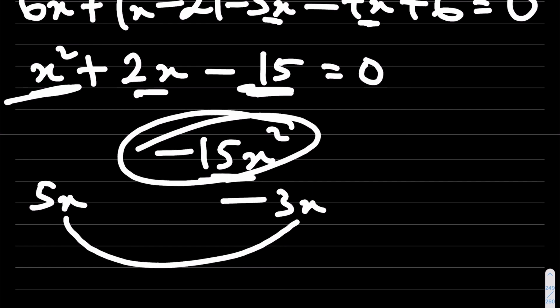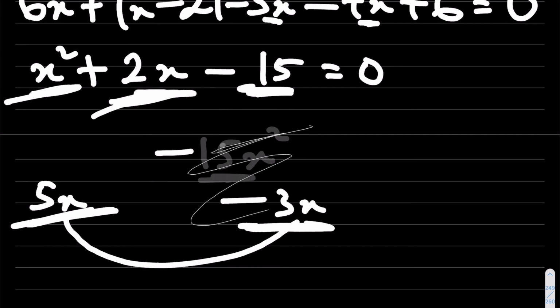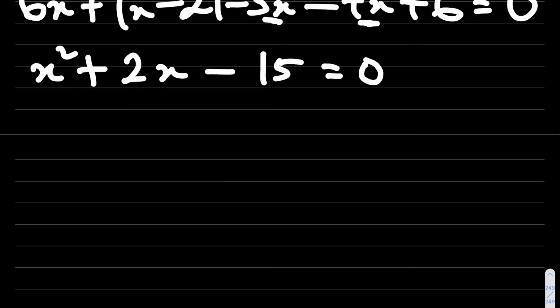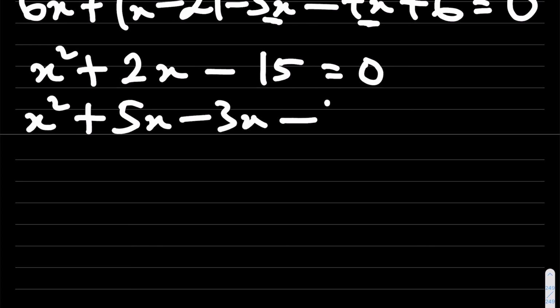So we replace 2x with 5x minus 3x, and that's the next thing. So x squared plus 5x minus 3x minus 15 equals 0.